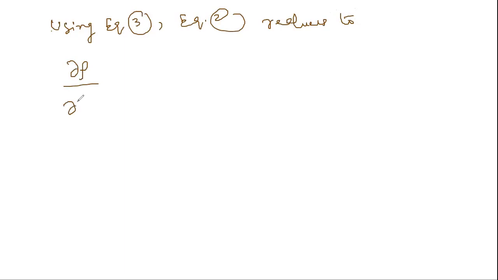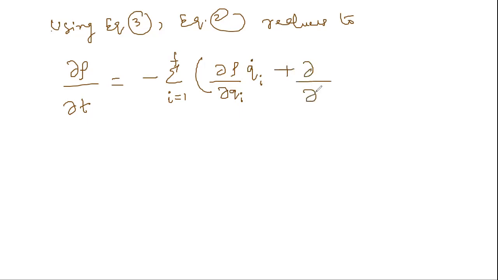∂ρ/∂t is equal to minus summation i equals 1 to f, then inside the bracket ∂/∂q_i of (ρ q_i dot) plus ∂/∂p_i of (ρ p_i dot). We named it equation 4 in the last lecture. Here we stopped in the last lecture. Now we will move forward today.